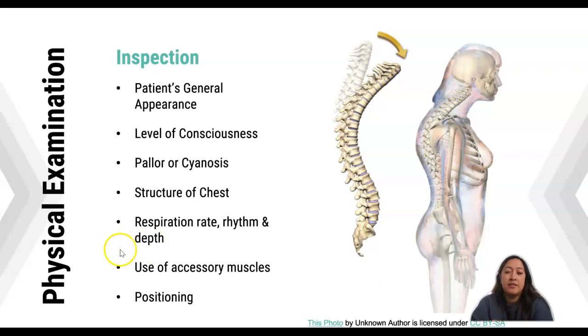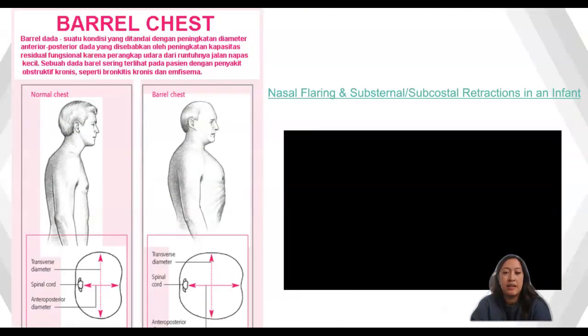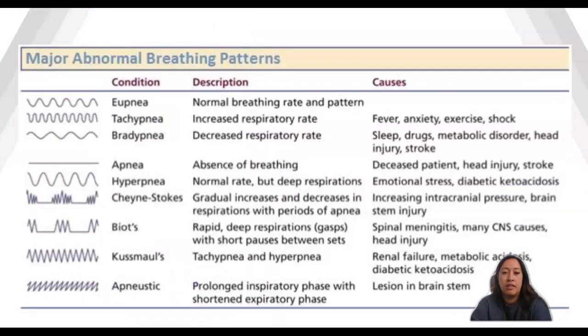Other things we need to know are the respiratory rhythm, right? Rhythm is looking at the pace of their breathing. So I have a slide on that. Here we have eupnea, which is normal breathing rate and pattern. Tachypnea, remember we talked about that as an increased respiratory rate, and that can be caused by fever, anxiety, exercise, and shock. Again, a respiratory rate above 20.